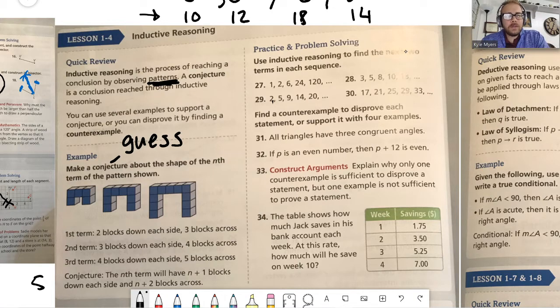All right. Number 33, explain why only one counterexample is sufficient to disprove a statement, but one example is not sufficient to prove a statement. Okay, so this is more of a vocab and conceptual question. The reason why you only need one counterexample is because when somebody makes a statement, they're saying that it's always true. When you say something is true, what you mean is it's always true.